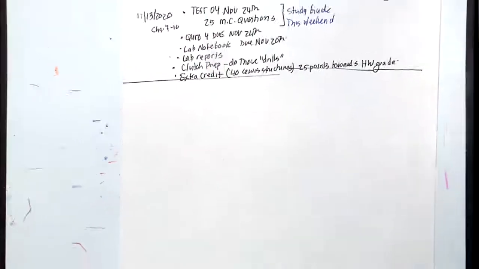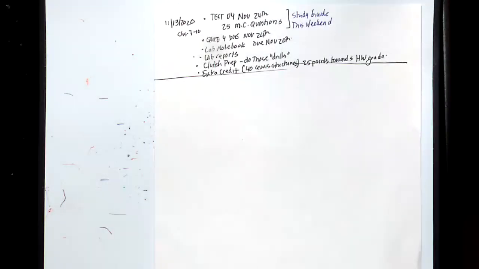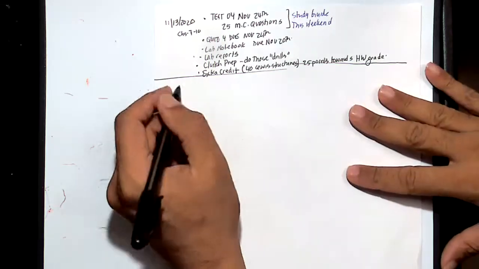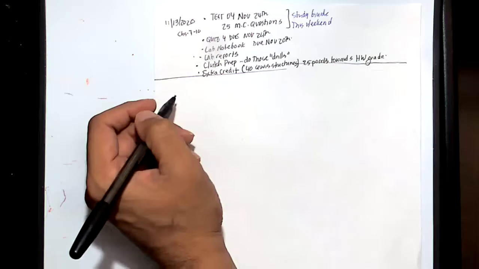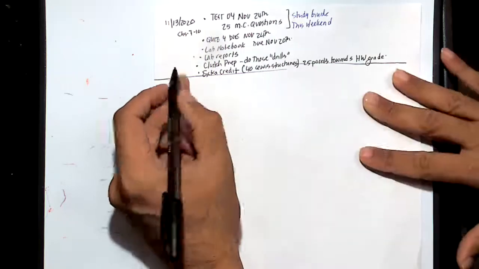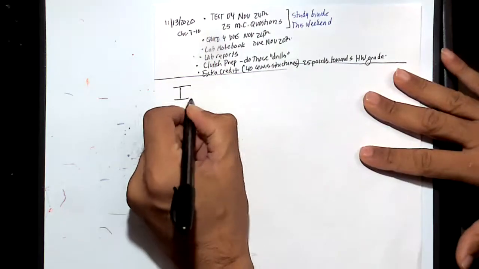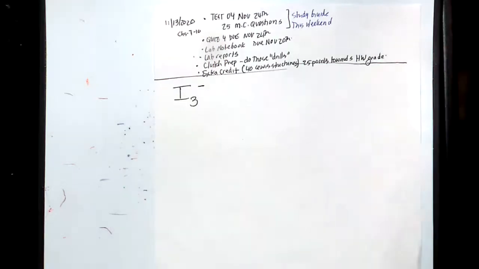All right, so let's continue our discussion on Lewis structures. Let's just throw in some examples. Practice is really what makes perfect in terms of building these. So here's one I'd like for you to try. Okay, we'll do it together. It's I3 minus.